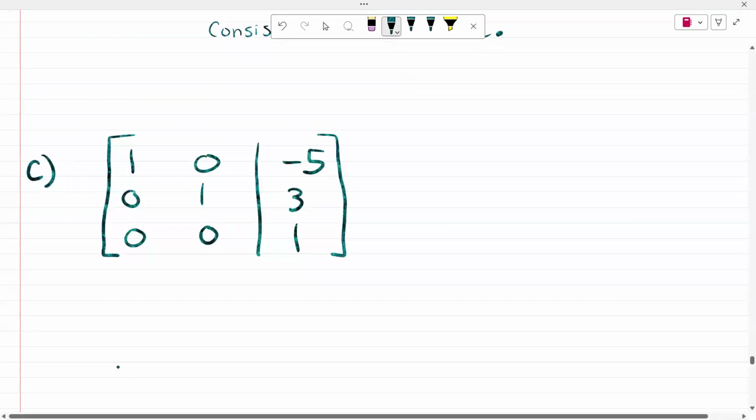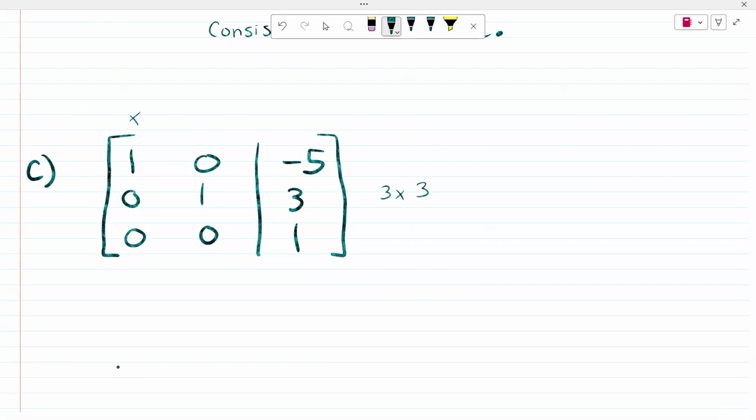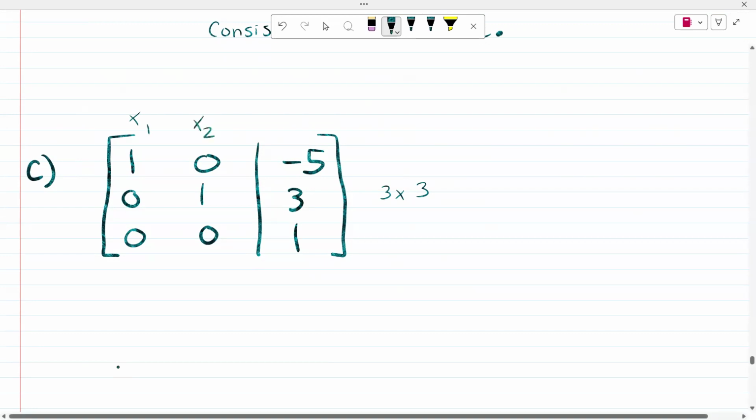Okay, let's look at C. We have x1. Oh, what kind of matrix is this? This is a 3 by 3. It's a 3 by 3 matrix. This is x1. This is x2. So if you look at this, 0x2 equals 1, that's completely false, right? 0 does not equal 1. That's a false statement. So yeah, it's going to be inconsistent. You can stop there and just say it's inconsistent.